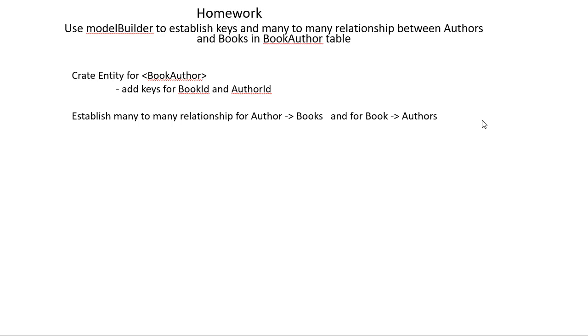And again, keep in mind this is coming from the book author class, so all this is going to be available to you in IntelliSense. So after you have the keys, just establish the many-to-many relationship in both directions, meaning one author to many books and one book to many authors. I suggest you simply copy what we have so far and modify it for the book author.